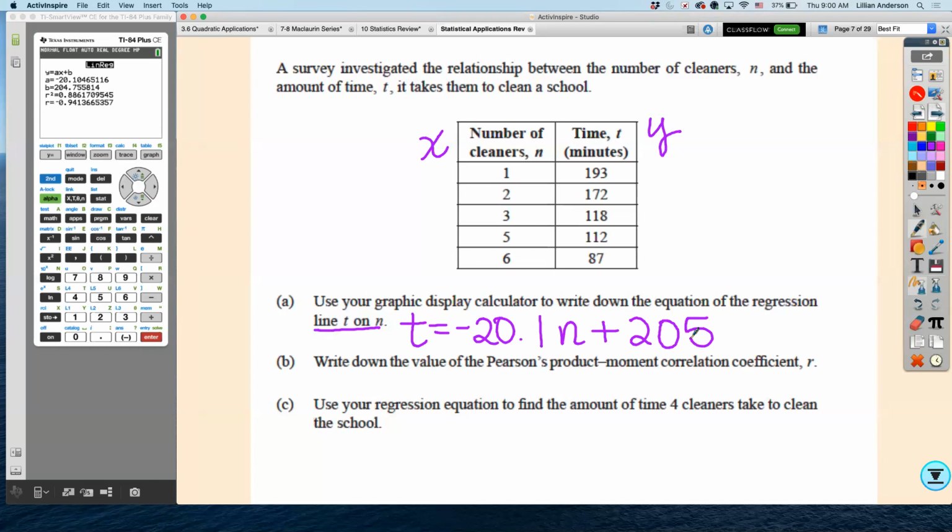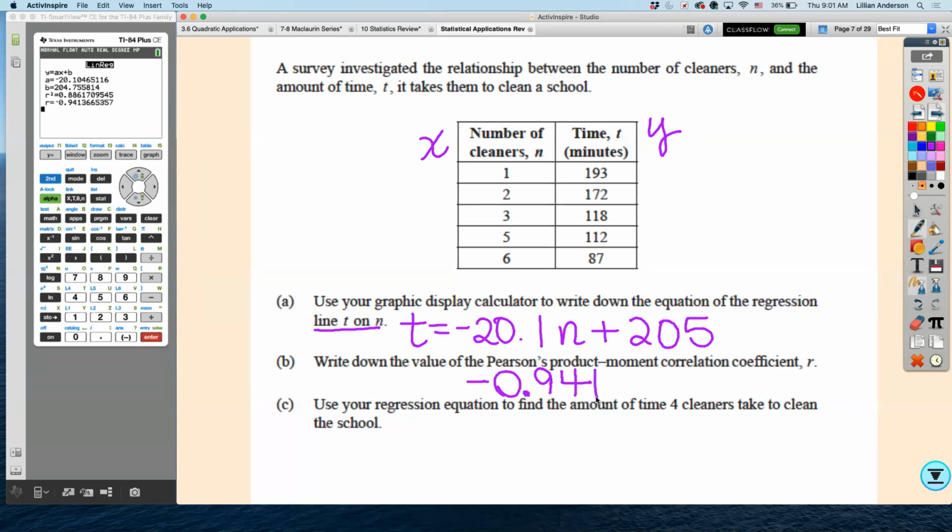My Pearson product moment correlation coefficient is R, not R squared. Remember, R squared is the coefficient of determination. We really don't even use that for our exams. It's just R. So that's going to be negative 0.941.